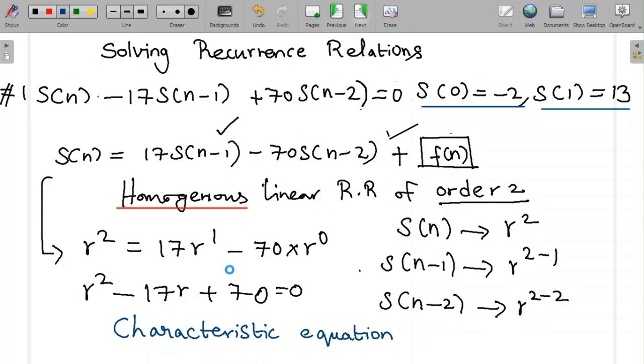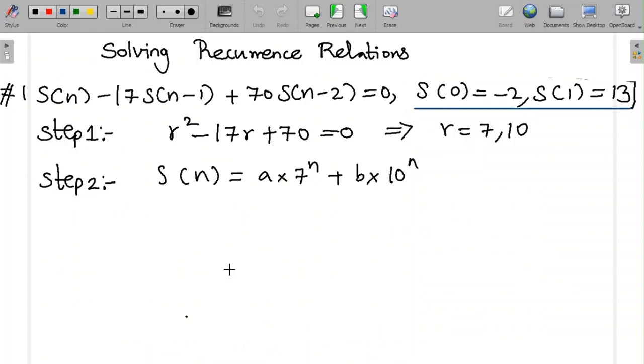This forms step 1 of the solution. So we have identified the equation as r squared minus 17r plus 70 equals 0. We try and solve this quadratic equation. The two roots that we get are 7 and 10. Now, based on these roots, we define the homogeneous part of the solution, S_H(n), as a times 7 power n plus b times 10 power n, for arbitrary constants a and b.